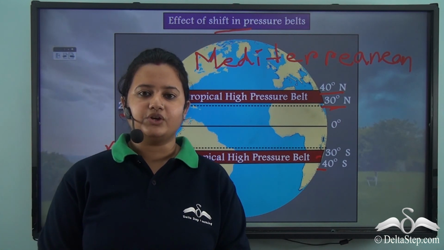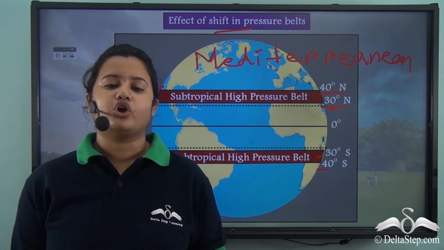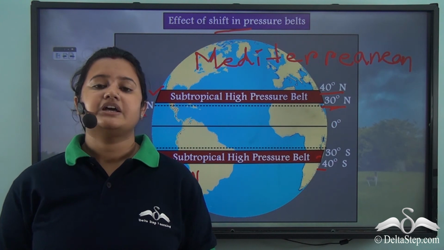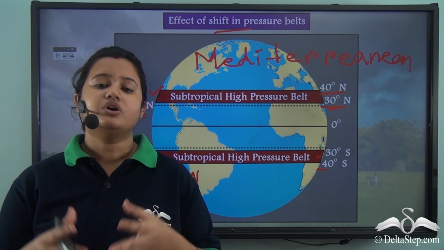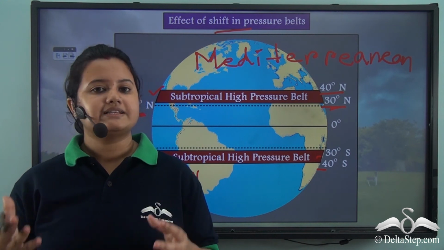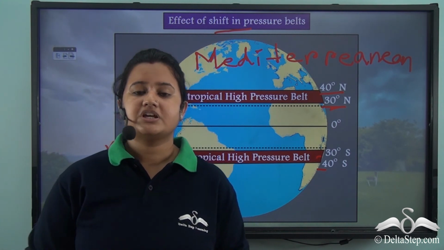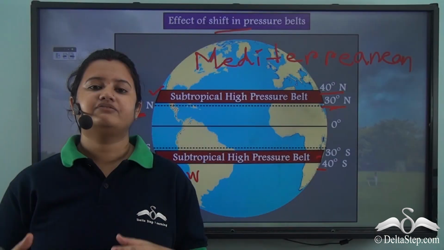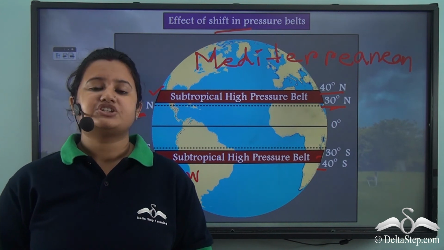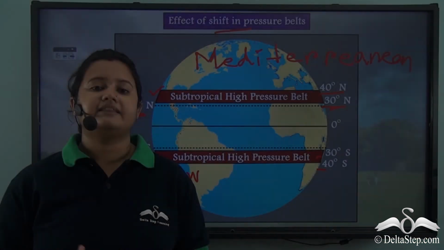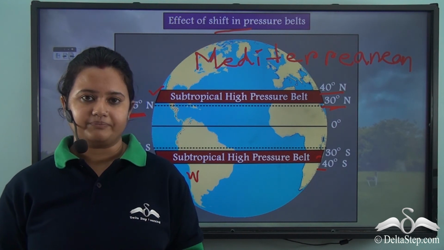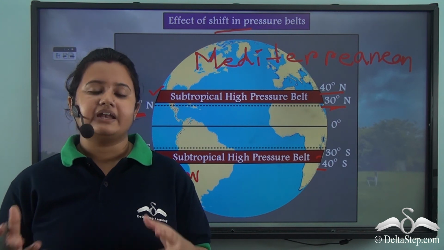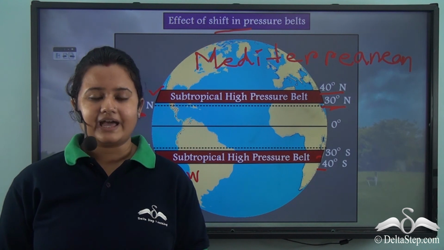So, in today's video, we discussed the shift of pressure belts. We discussed that the shift of pressure belts takes place due to Earth's inclination and due to revolution of the Earth around the sun. We also discussed summer solstice, winter solstice, and both the equinoxes. And then we discussed that the pressure belts shift northwards during summer and they shift southwards during winter. And finally, we discussed the impact of pressure belts. In our next video, we will discuss winds and planetary winds.